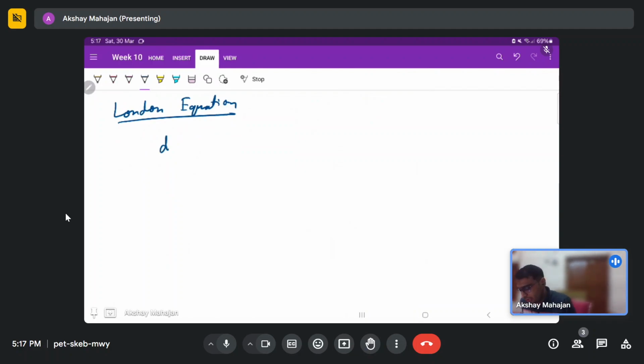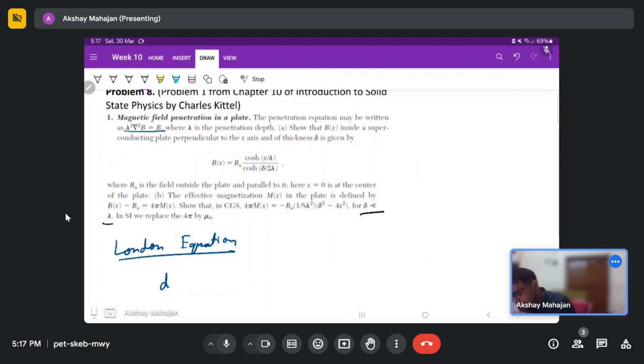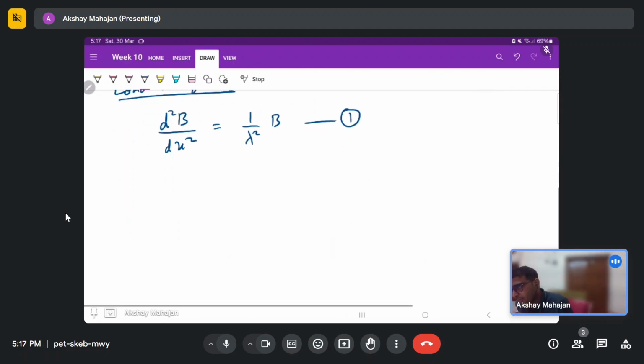we are just talking about the London equation, but in the 1D case only. So this equation I can write as d square b by dx square equals 1 by lambda square times b. Let's say this is our equation number 1.